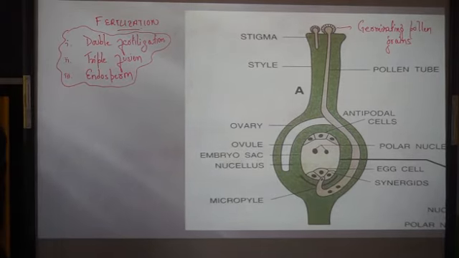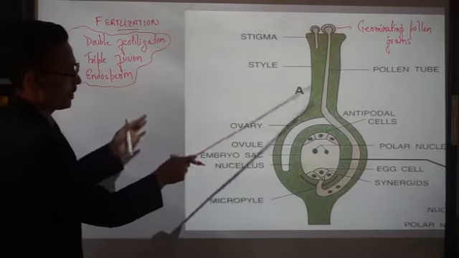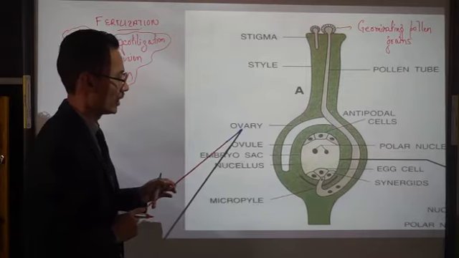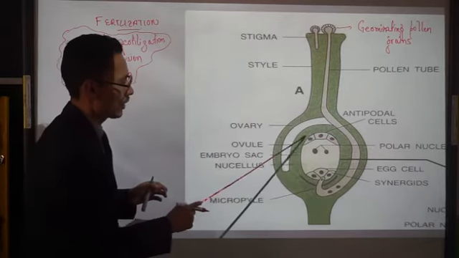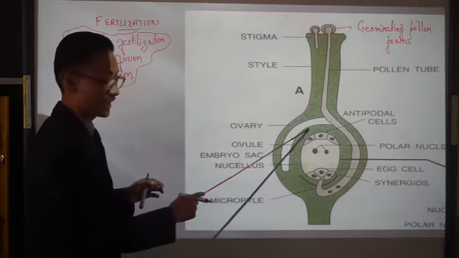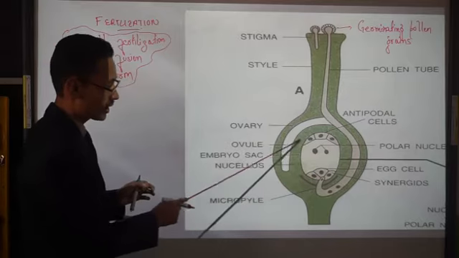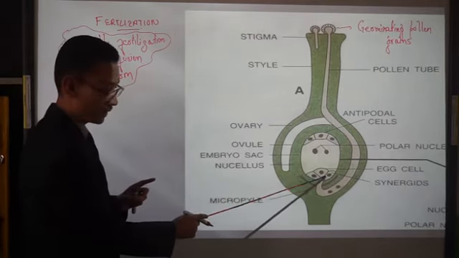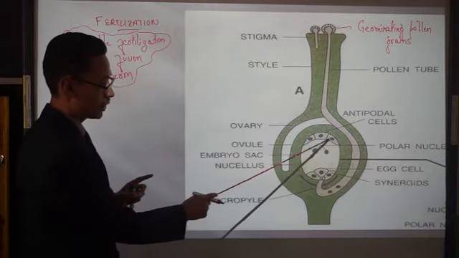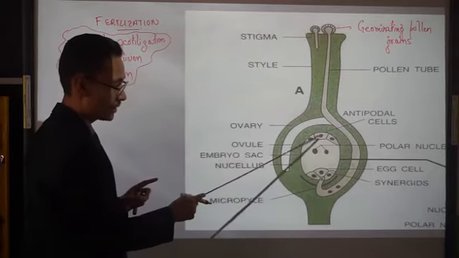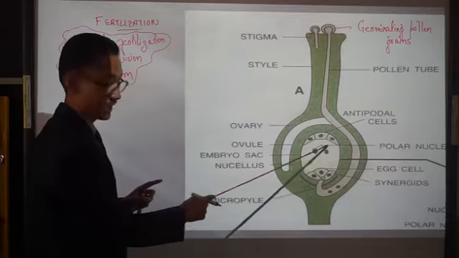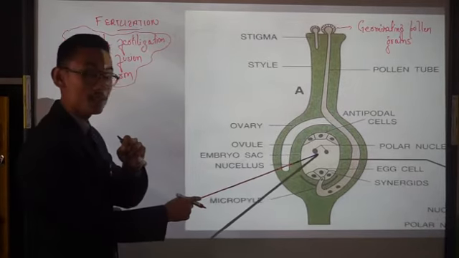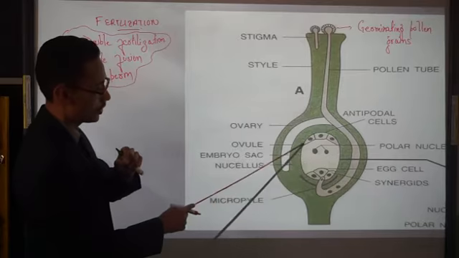First of all, this is the female part of the flower having stigma, style and ovary. Inside the ovary we will find the ovule, and this is the embryo sac, where we will find 7 cells: 3 at the micropylar end, 3 antipodal cells, 3 plus 3 will be 6, and the central cell, which we count as 1 cell. So 6 plus 1 will be 7 cells. Clear? So this is the structure of the embryo sac.